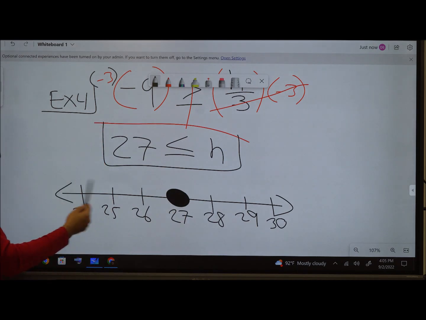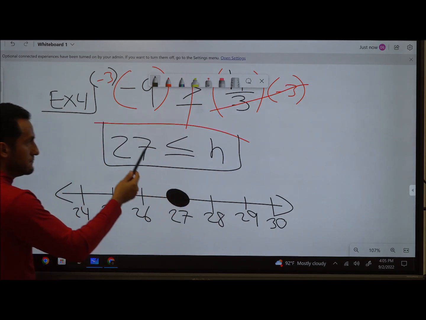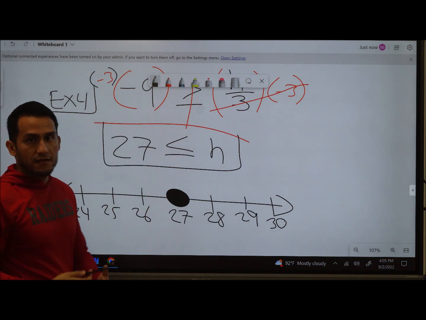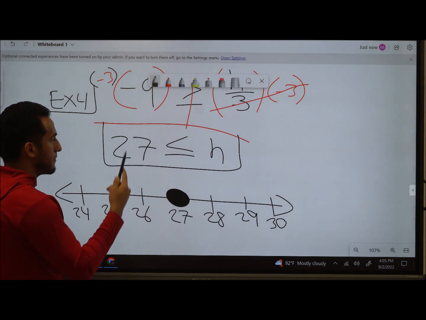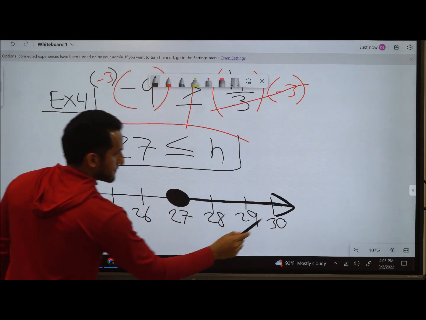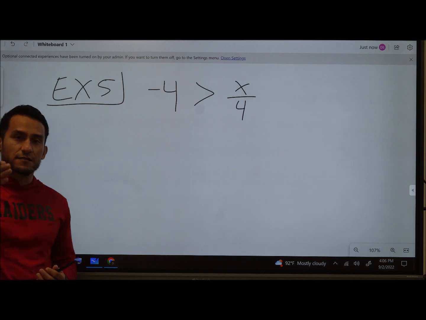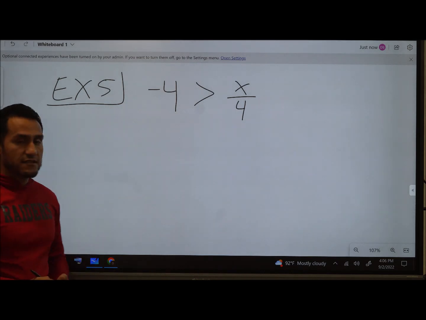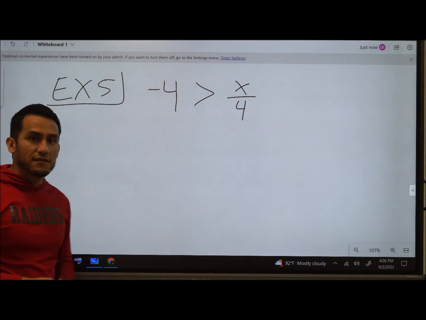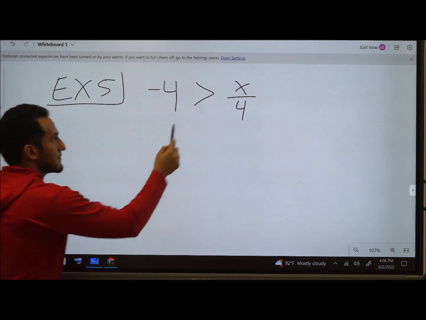And now we have to determine which side we're going to go, left or right. Since 27 is less than or equal to h, that means that h has to be bigger than 27, which means we're going in this direction. The last example, guys, so again, pause the video, try to see if we can work this one out, and let's see if you're able to catch this one, okay? Go ahead and pause it and then play it.